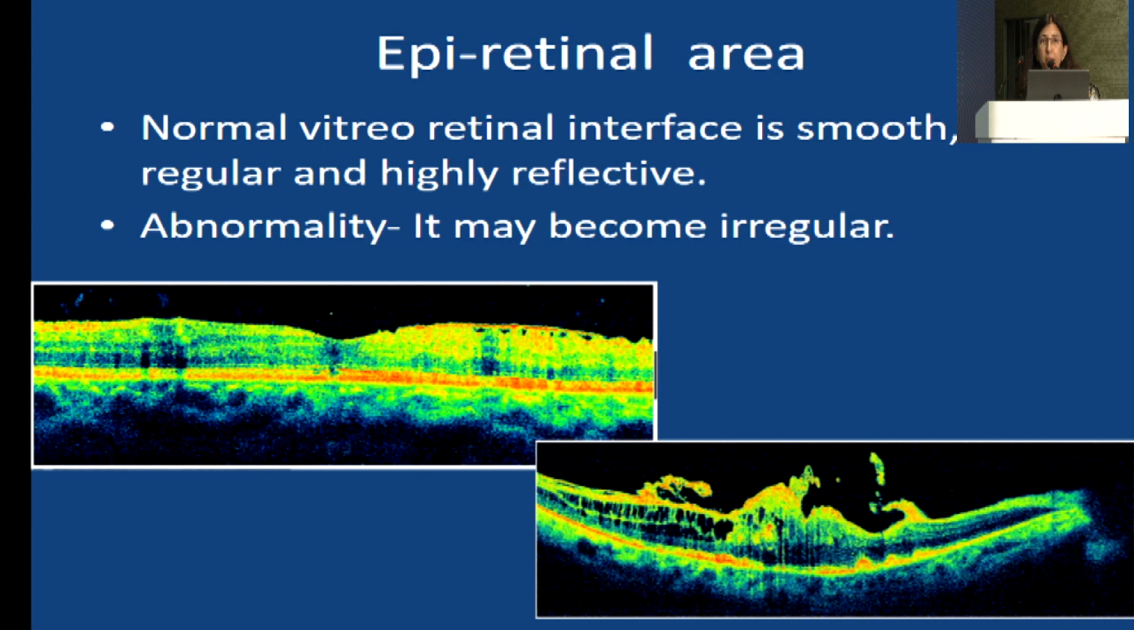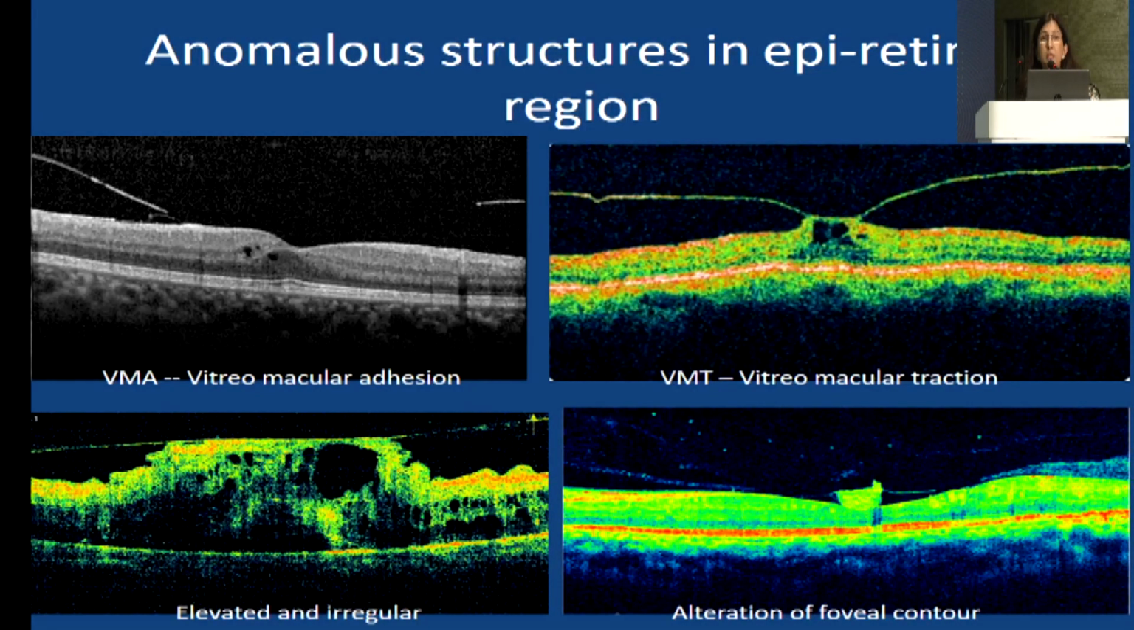Second comes the epiretinal area. This is the vitreous and retinal interface, which is very regular, smooth, and reflective. But at times, it may show irregularity. You can see the second picture is highly irregular. These are some of the changes that you can see there.